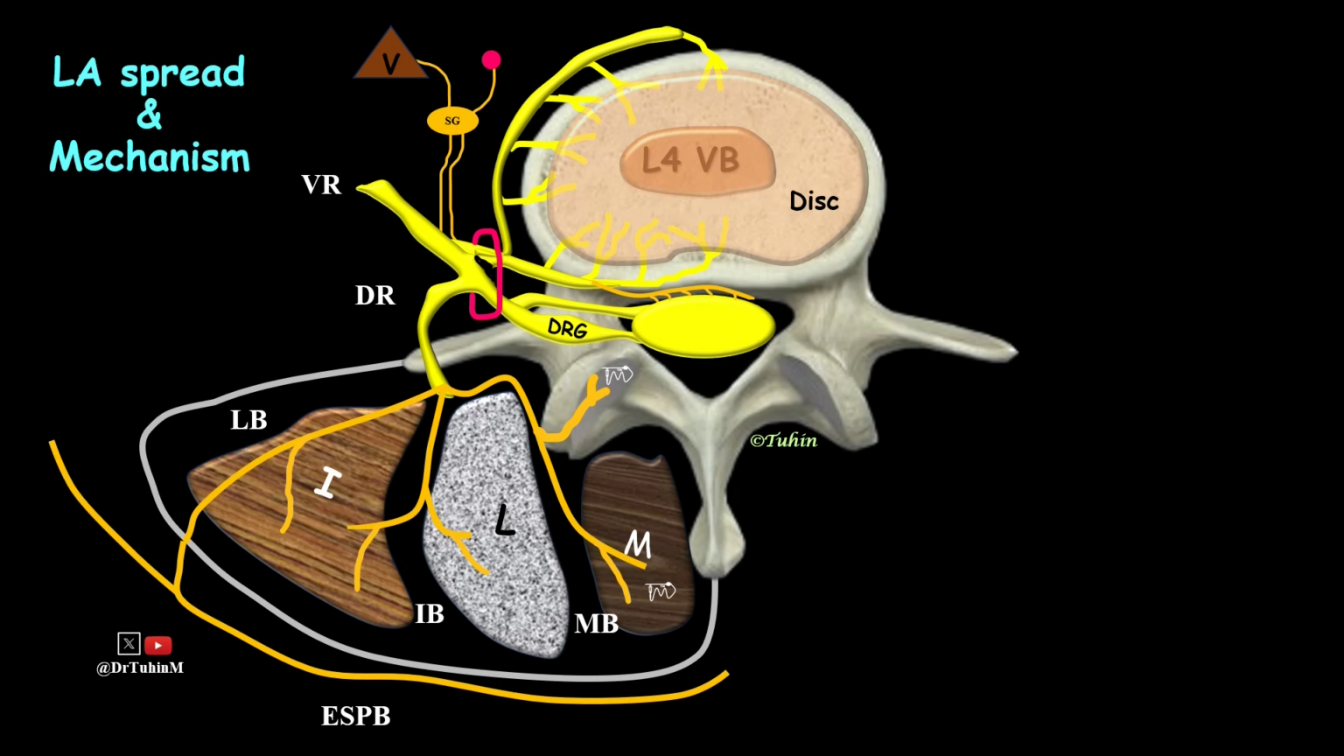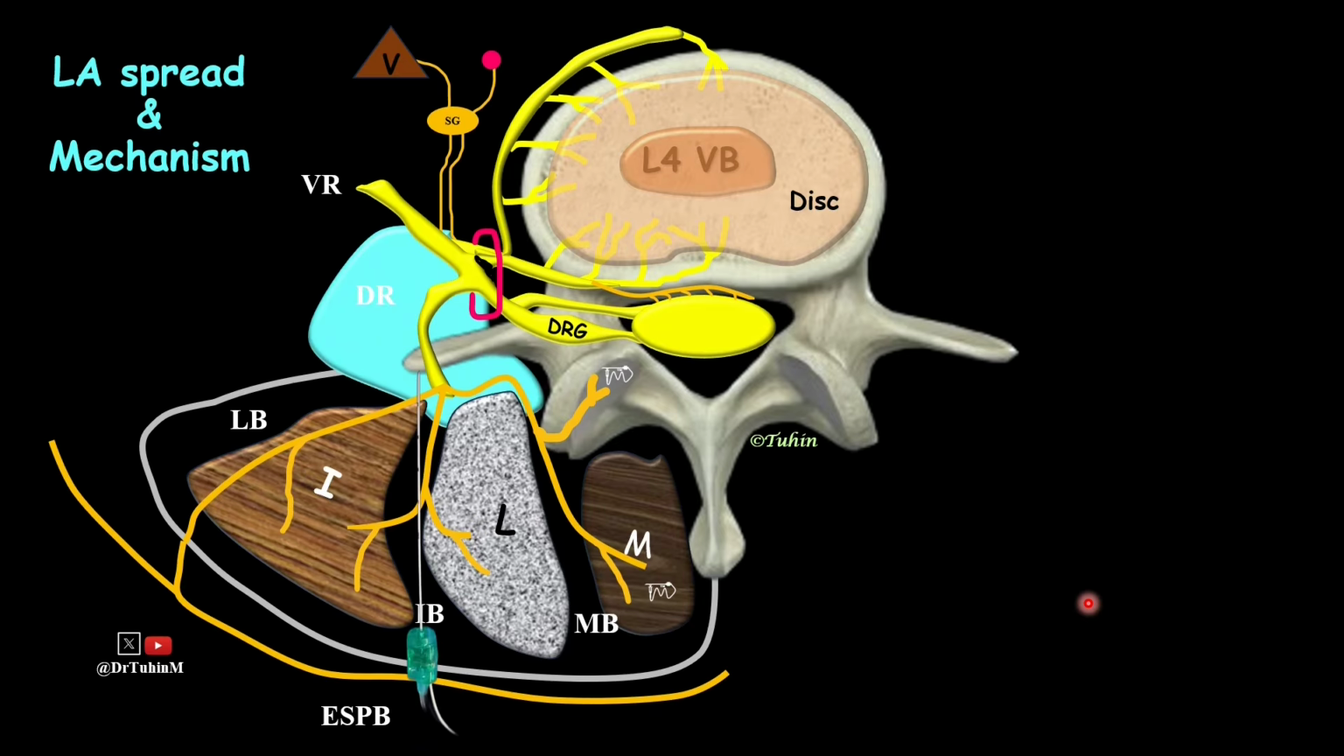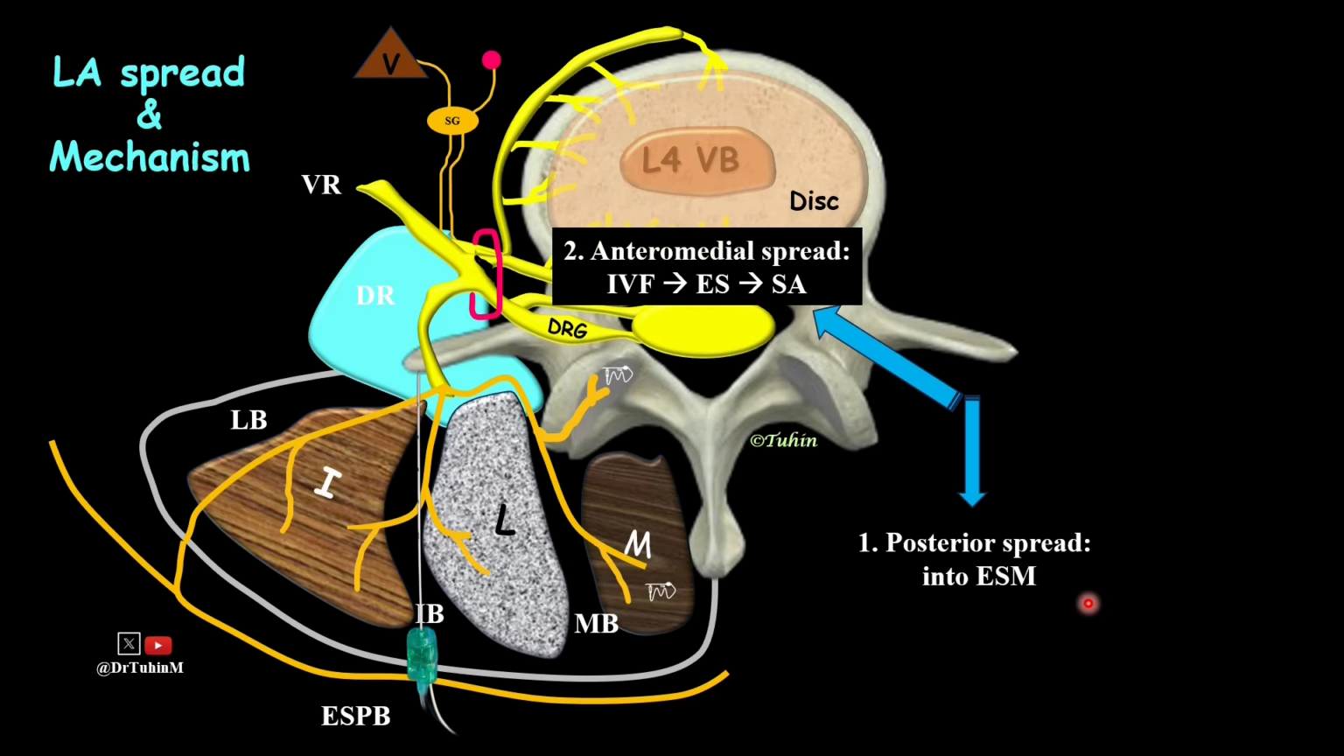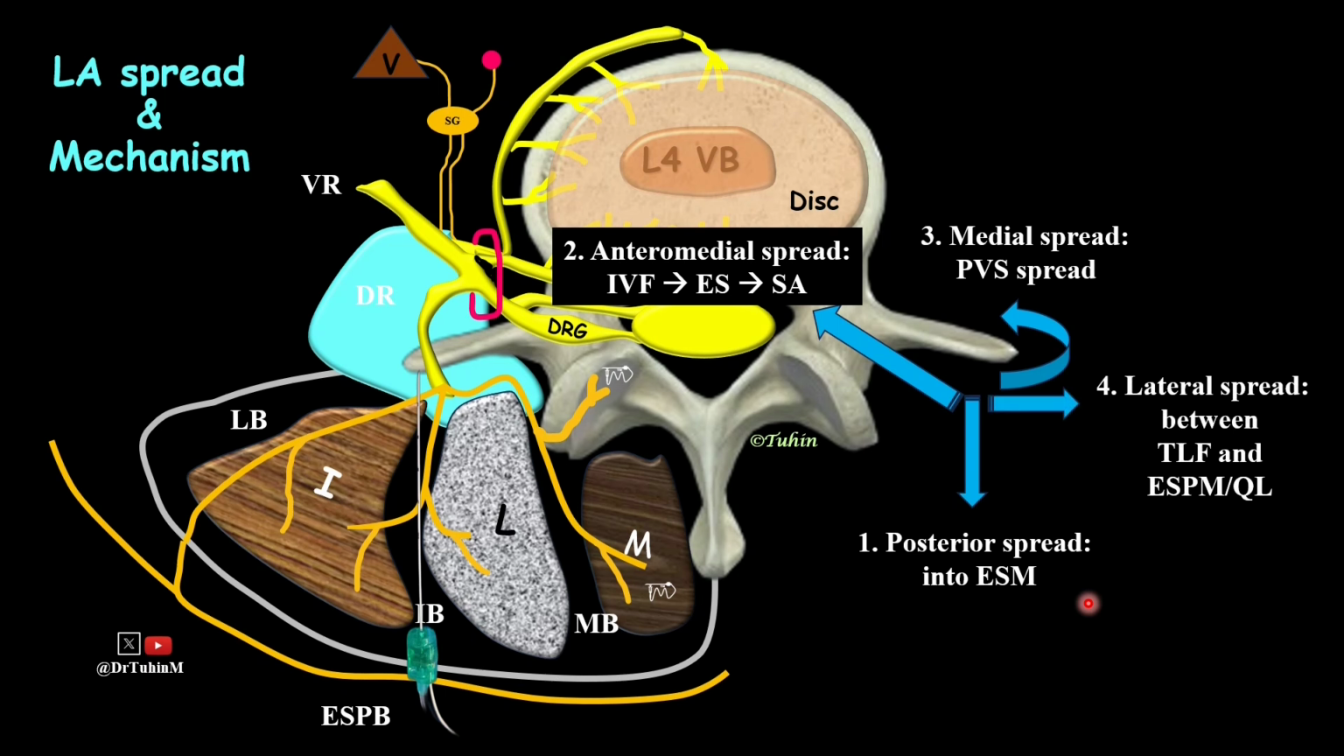Now, when we deposit the drug in the erector spinae plane, it has at least 5 to 6 spread patterns. So, number one, it can spread posteriorly towards the muscle, which is the most common one. Number two, it can spread towards the anteromedial area, and through the intervertebral foramen, it can reach up to the epidural space as well as the subarachnoid space. Then number three, again anteromedially, you can go to paravertebral spread. Then laterally, it can spread between the thoracolumbar fascia and the erector spinae or the QL muscle. The fifth one is the craniocaudal spread to cover multiple vertebral levels, and the sixth one is the systemic absorption.